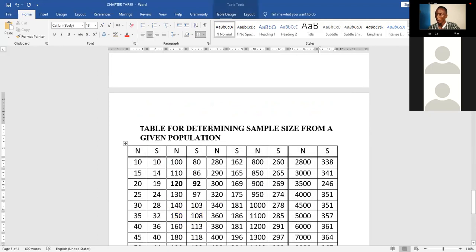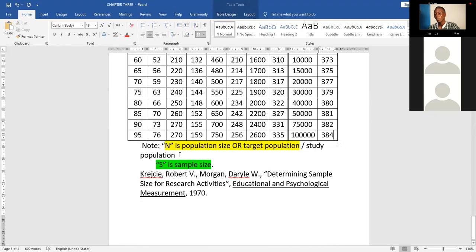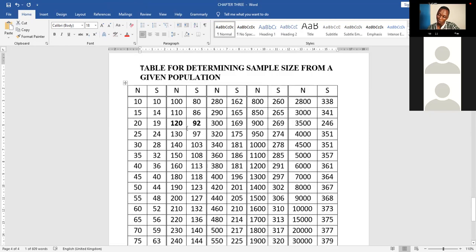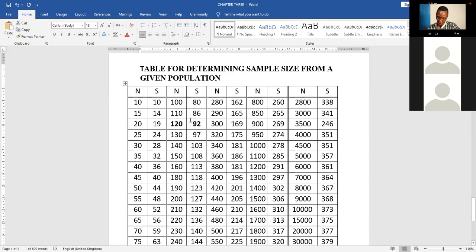Why do we call it Morgan's table? Because this table was put up by 4 guys, and one of them was called Coolidge. There is Robert, there is Morgan, and there is also Nye. This table was developed in 1970 by these 4 guys. Out of these 4 guys, the table was named after Morgan, because the names of the other people were difficult to pronounce. So this table is used for determining sample size.